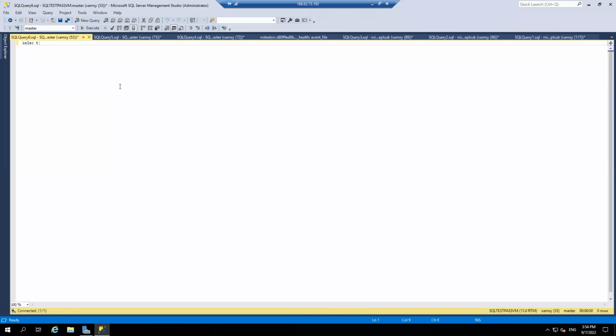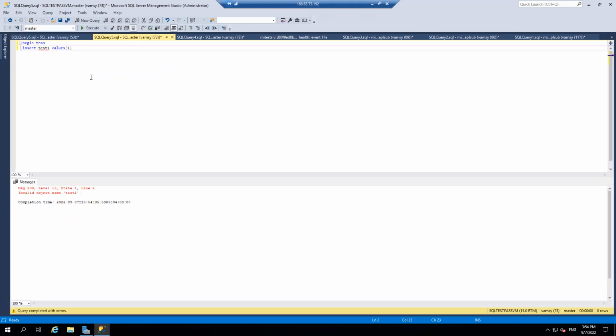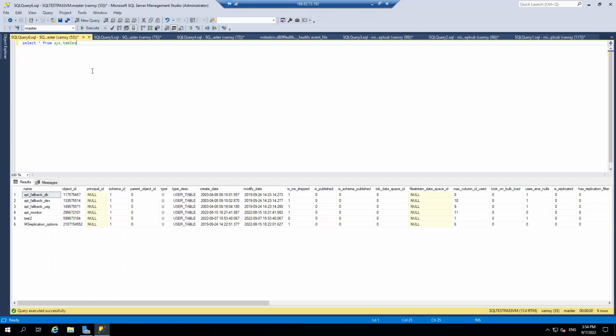Let me check. Select star from master only dot tables. Let's wait for it. Okay, test1 is not appearing here. Oh, I should not be creating here. We'll create here. Create table test1.